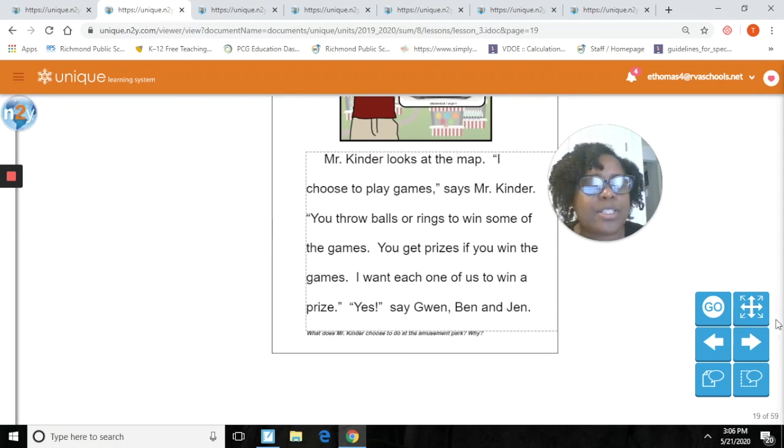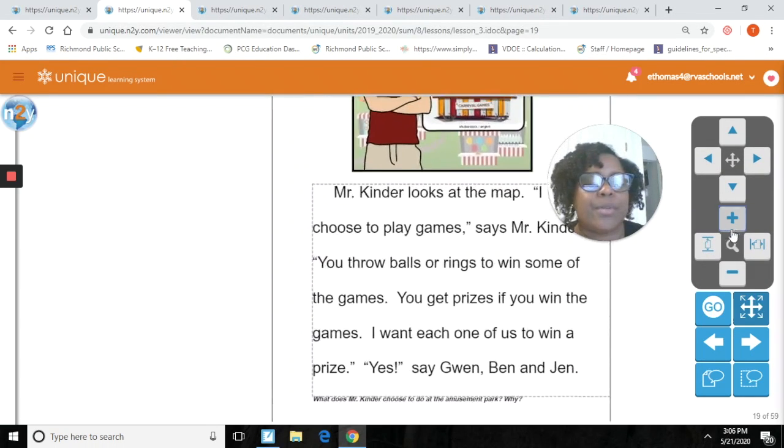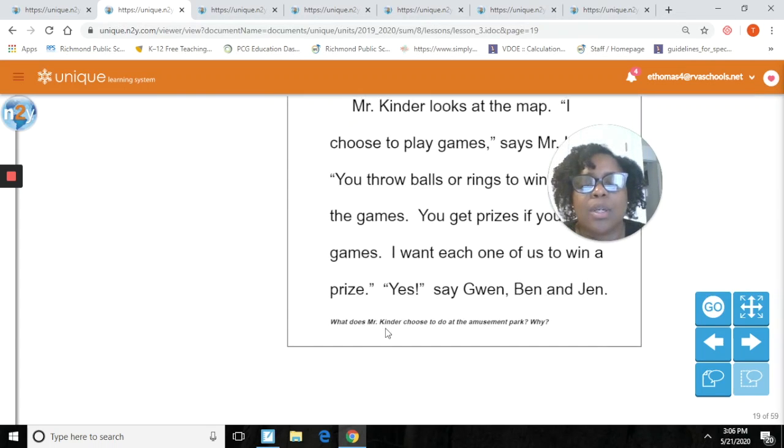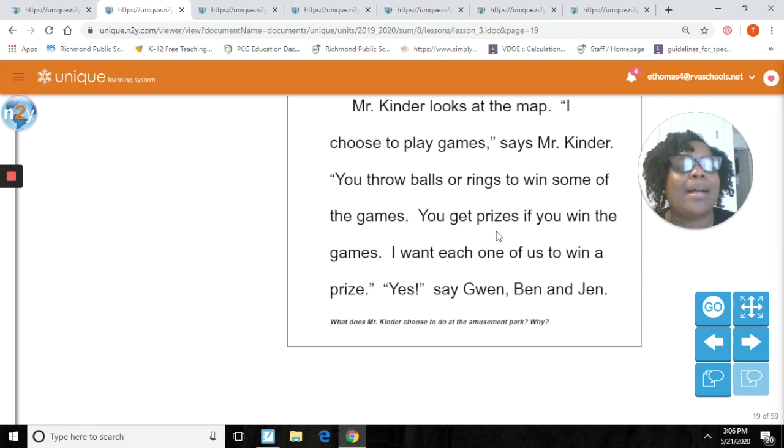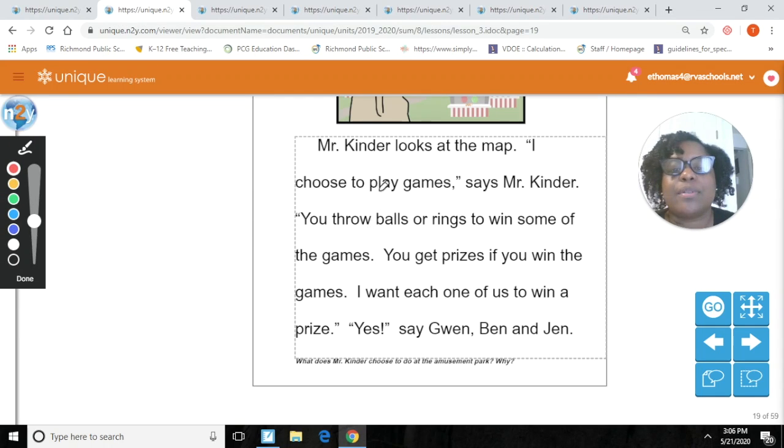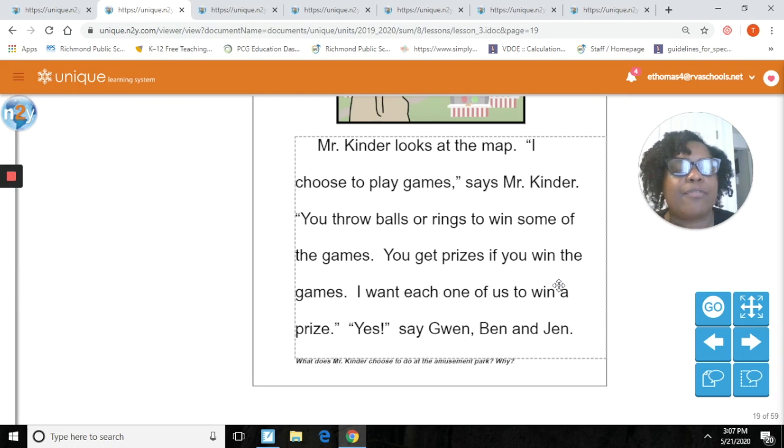So let's look at our focus questions at the bottom here. I'm trying to get it a little bit bigger for you so we can see what it says. What does Mr. Kinder choose to do at the amusement park? And why? Okay, did you say he chose to play games? Why did he choose that? He says you can throw balls and rings to win some of the games. And then he also made note of you get prizes, right, if you win a game. So that's what he chose. Boy, they chose a lot of fun things, did they not?